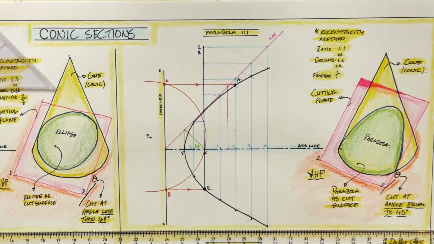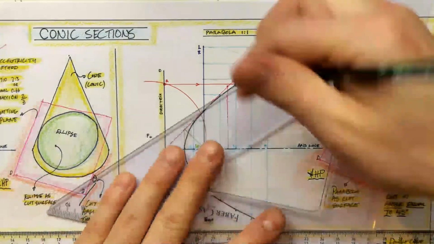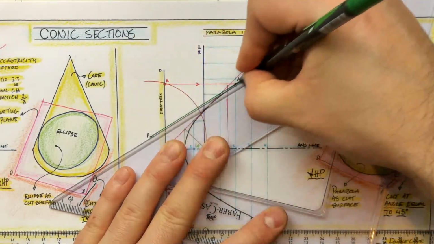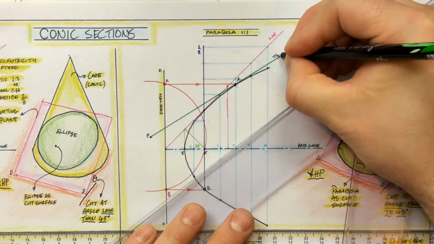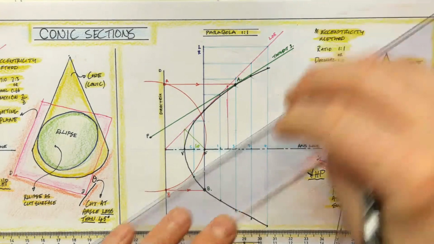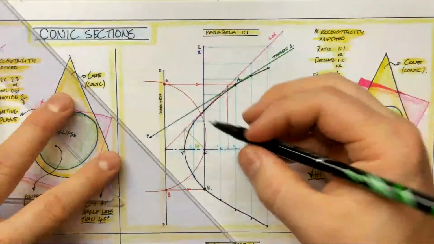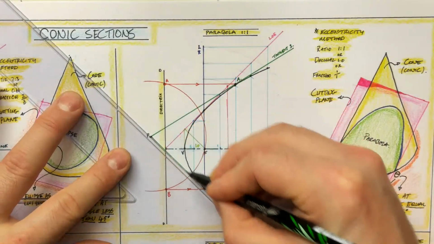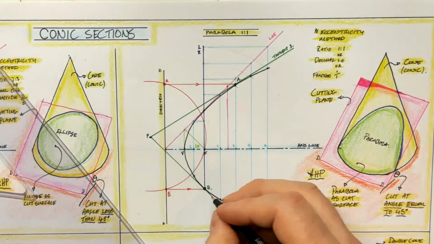From point P, I'm just going to join a line now to form my tangent to point A, like so. Call that tangent 1. And then from point P through B for tangent 2.